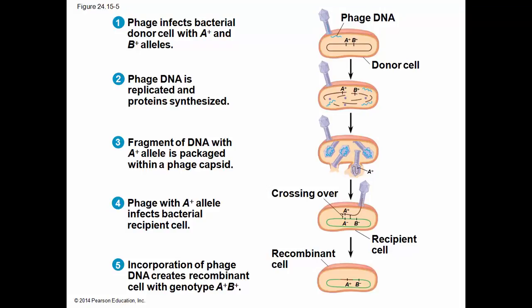Here, a phage infects a bacterial donor cell with one type of gene, with A and B alleles. The phage DNA is replicated and proteins are synthesized. The fragment of DNA with the A allele is packaged within the phage capsid. Then the phage moves on to a new bacterial cell and infects that cell with the new gene. The incorporation of the phage DNA creates a recombinant cell with genotype A and B.